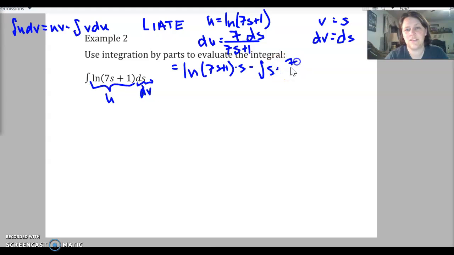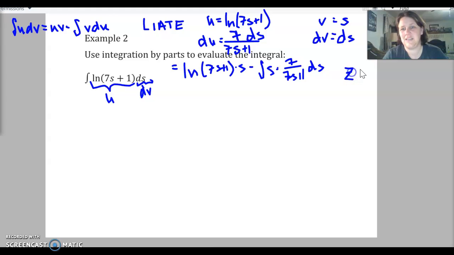So we have 7 over 7s plus 1, and then ds. We did a problem kind of like this quite a while ago when we were first doing integrals, when we did u substitution. I'm going to do u substitution, but since I've already used my u's and v's and what we normally use for u substitution variables, I'm going to use a z. I hope that's not too confusing.